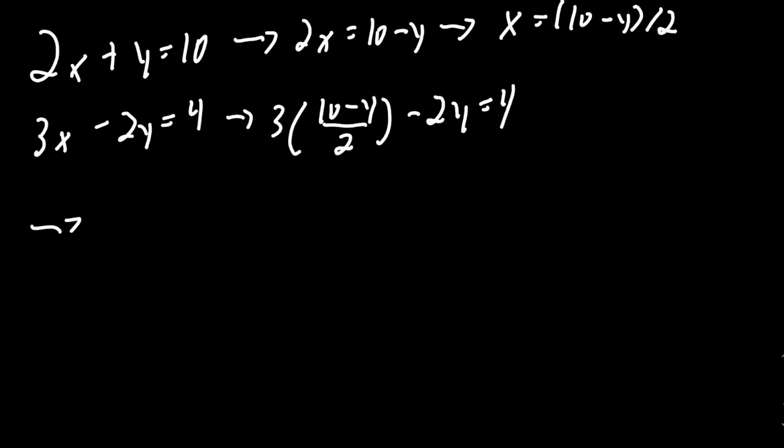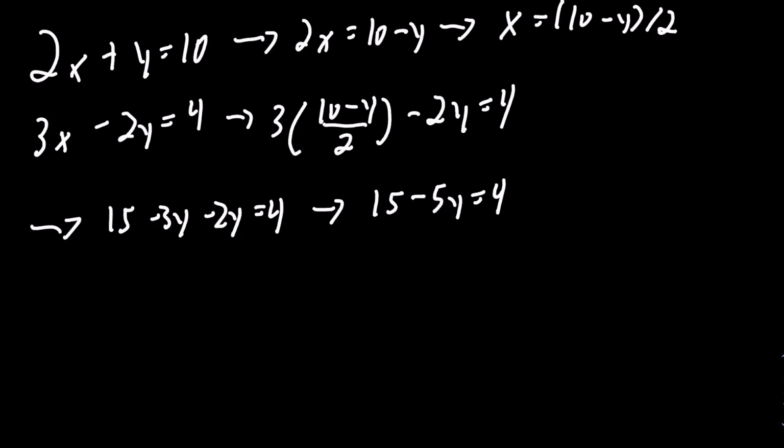Simplifying this equation, we get 15 minus 3y minus 2y is equal to 4. We can then combine like terms, and we get 15 minus 5y is equal to 4. Afterwards, we can subtract 15 on both sides. We get negative 5y equal to negative 11. Divide both sides by negative 5, and we get y is equal to 11 fifths.